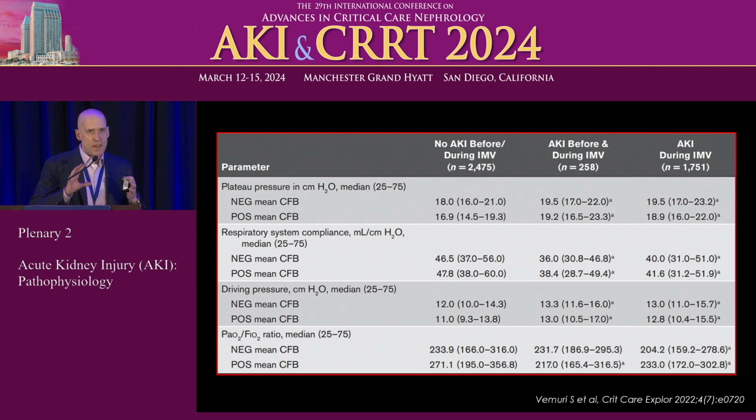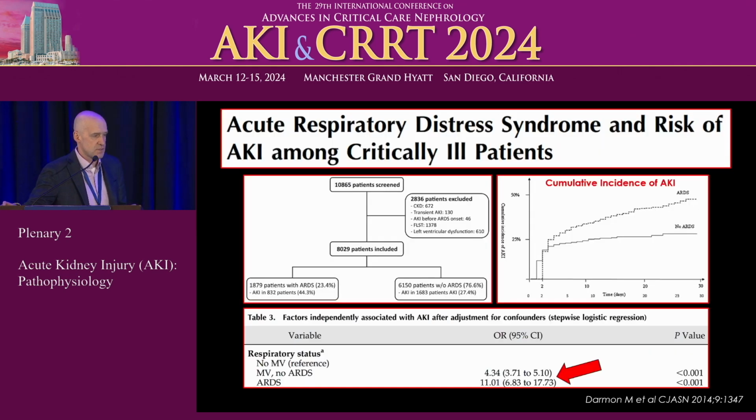So the interaction between the injured lung, the mechanical ventilator, and the kidney is really important, and these patients were actually having decreases in their respiratory system mechanics as a consequence of that. What about just looking at the risk of AKI amongst those with ARDS? And this is another nice study done by Michael Darmon and colleagues in Paris. But clearly, if you have ARDS, your risk of acute kidney injury is 11-fold higher than if you had no ARDS and were not receiving invasive mechanical ventilation.